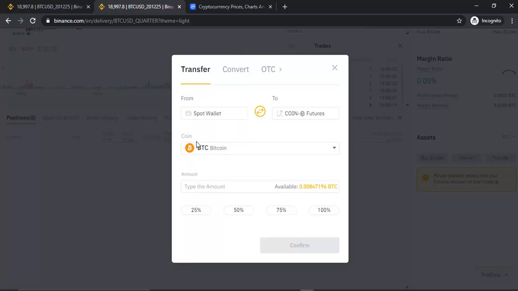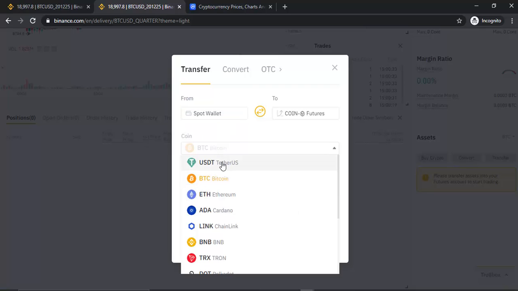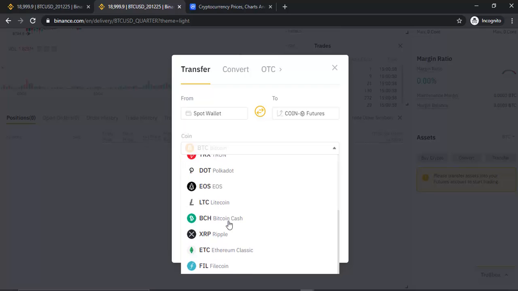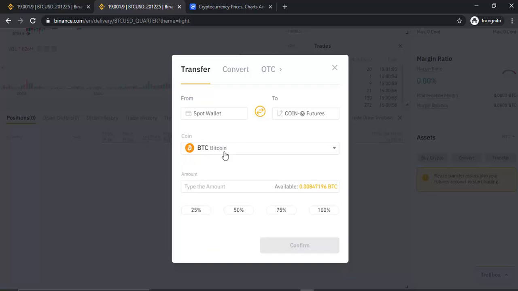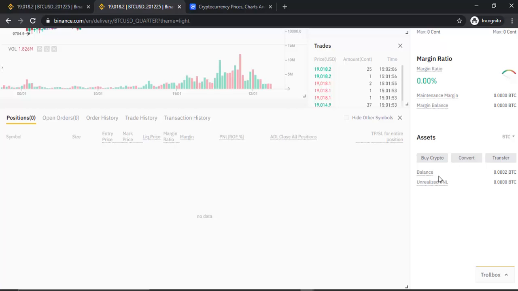Then we are transferring. You can trade with USDT, Bitcoin, Ethereum, and all that. If you scroll down, you see the coins which you can transfer to your coin margin futures before you can trade. So we are transferring Bitcoin to our coin margin futures. We choose the amount to transfer. Okay, so basically let's transfer this and then confirm. So this is what we have, and we can use this to trade.